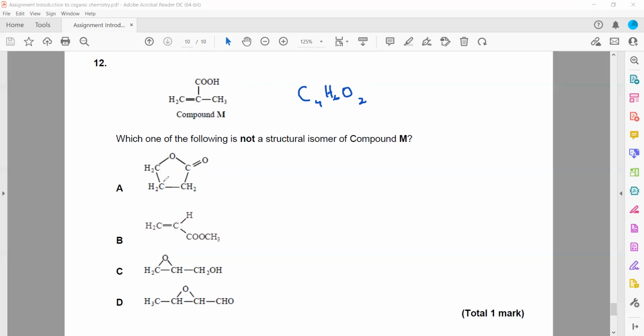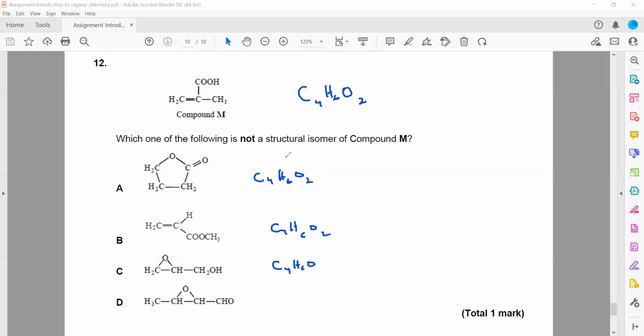What about this one? 1, 2, 3, 4. So C4, H6, O2. What about this one? 1, 2, 3, 4. So C4, H6 and O2. What about this one? 1, 2, 3, 4. C4 and 3, 4, 5 and 6.